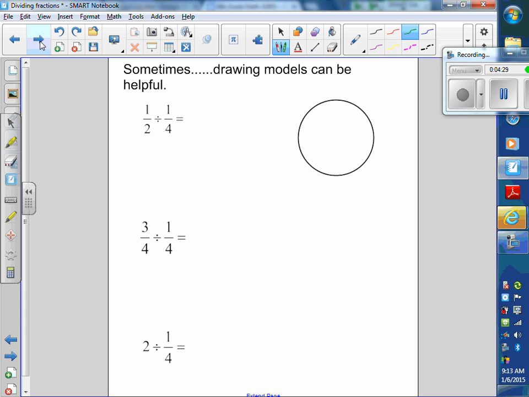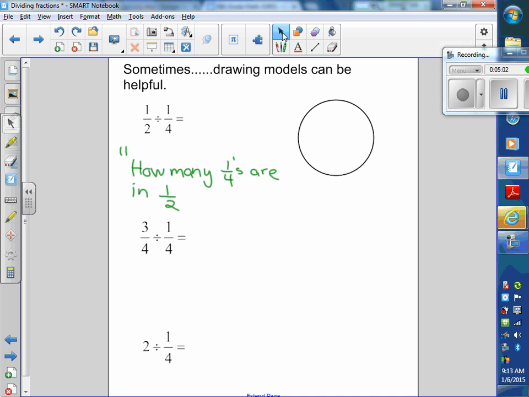1/2 divided by 1/4. What do you think, Nelson? What does that mean? So it means how many? Perfect. Nicely done. How many fourths are in 1/2? So how many fourths are in a half, Nelson? There's 2. There's 2 fourths in a half.